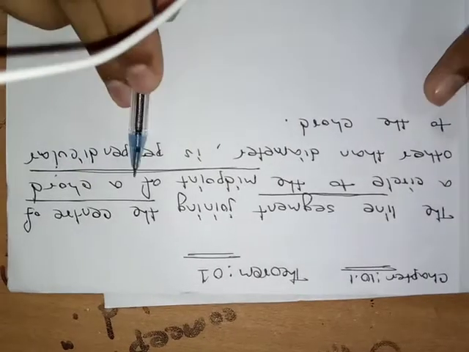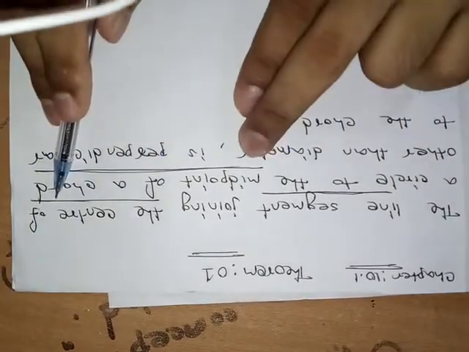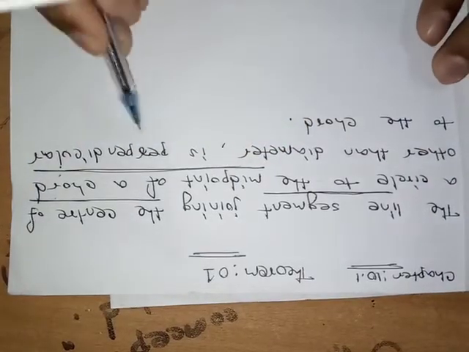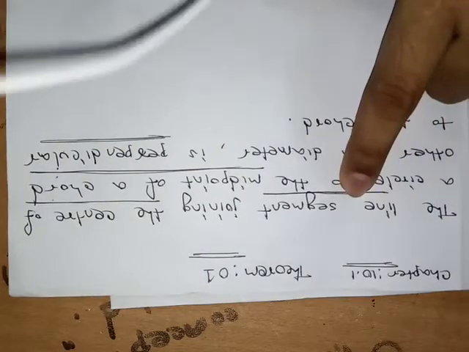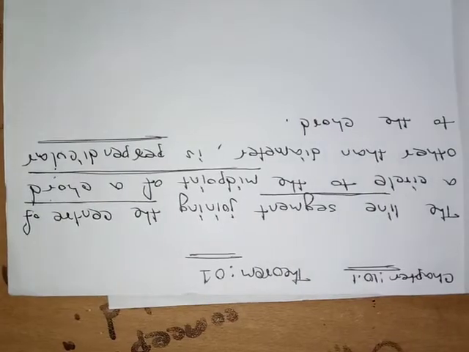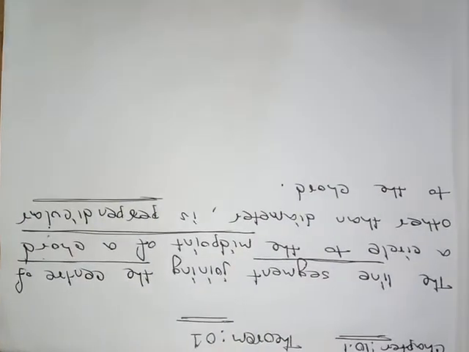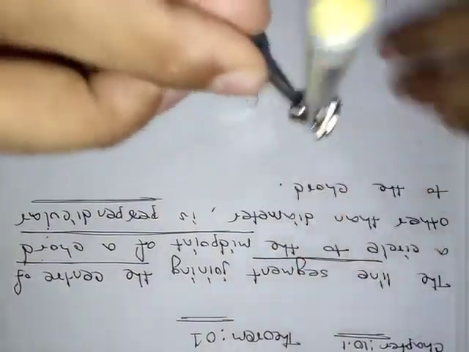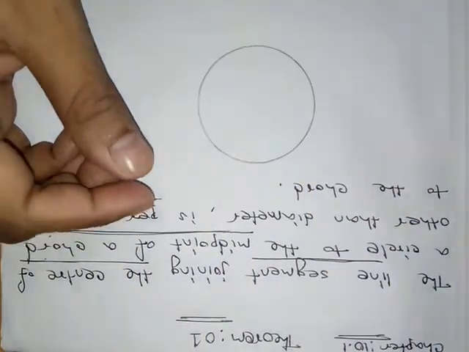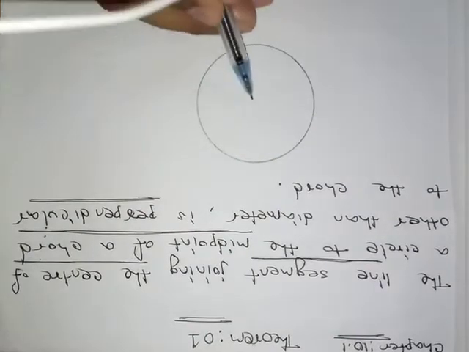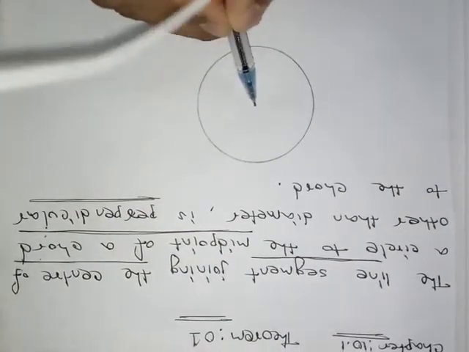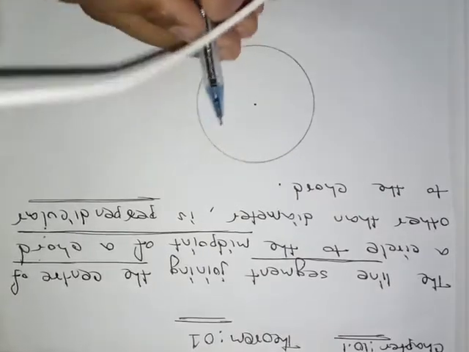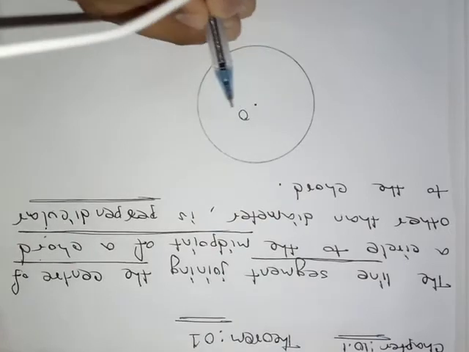The line segment joining the center of a circle to the midpoint of a chord is perpendicular to the chord. You have to prove that the line segment is perpendicular to the chord. Let me demonstrate the statement. This is our circle. This is the fixed point of the circle, and we name it O.